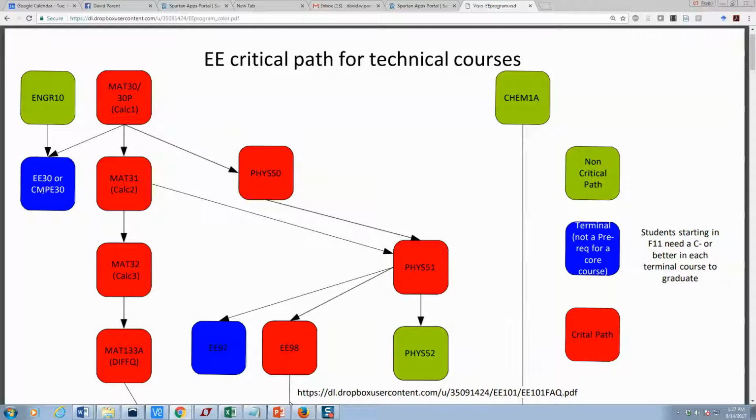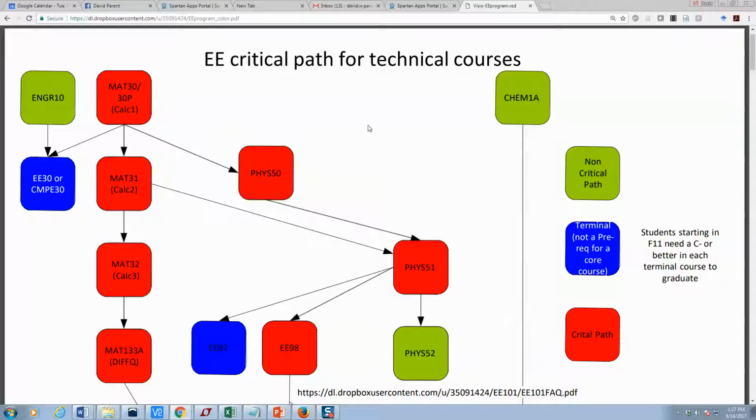Now we also have programming, EE 30 or CompE 30, but we take any C++. We need to have Chem 1A as well. For our Foothill and De Anza transfer students, you need Chem 1A and Chem 1B.